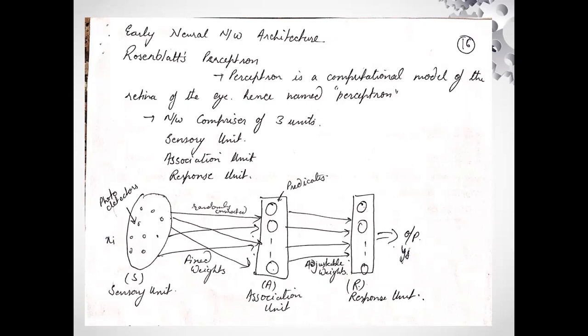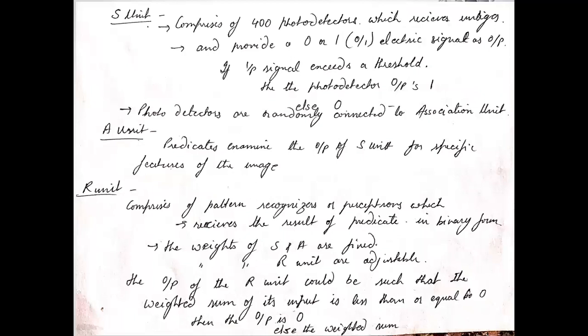Now we move to the next slide. This is what I have defined regarding the S unit, A unit and R unit. In this, the R unit is considered the output. It will always receive a binary form of predicate. I already told you that the weights connecting the S unit to the A unit are fixed weights, while the weights connecting the association unit to the R unit are adjustable weights.